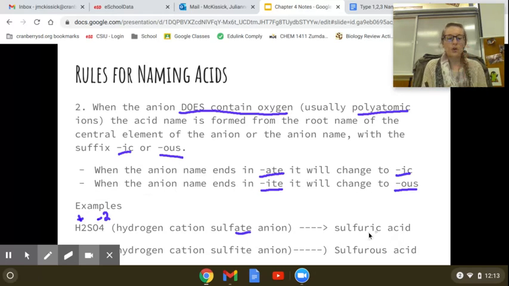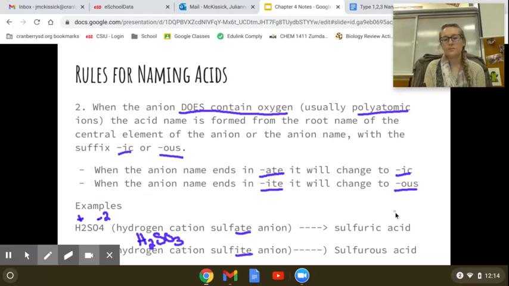Okay, so this one, it's kind of blocked here for you. I don't think I can move that, but it would be H2SO3, and it's a sulfite anion. So again, the important thing here is that we look at the ite, and because it has the ite, it's going to change to ous in the acid name. So it's going to be sulfurous acid. Okay, so the biggest thing when it contains an oxygen is changing ate or ite to ic or ous.